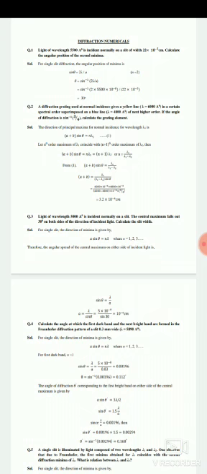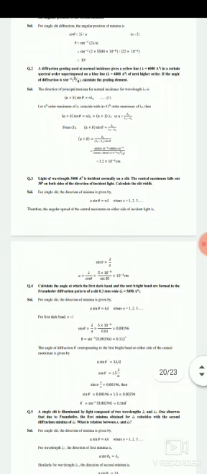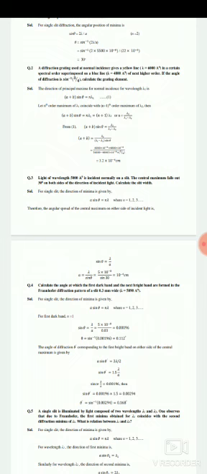After putting the value of n in equation 1, we simply calculate a plus b sin theta. From here, after putting all the values, we have obtained this.